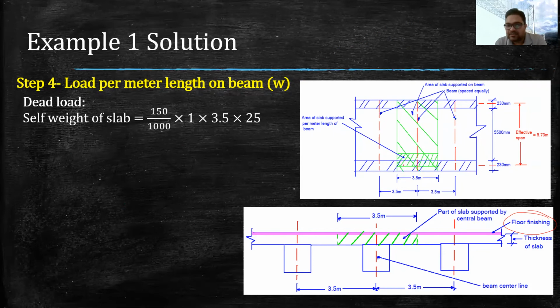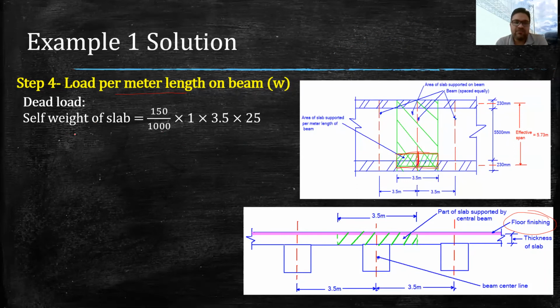As I said, on 1 meter length of beam, we will consider this much area of the slab, as this much area of the slab is supported by 1 meter length of the beam. Because we are calculating load per meter length. Why? Because the load on the beam is in the form of UDL, and we express UDL in the form of load per meter length. So that is why we are calculating the load on the beam per meter length.